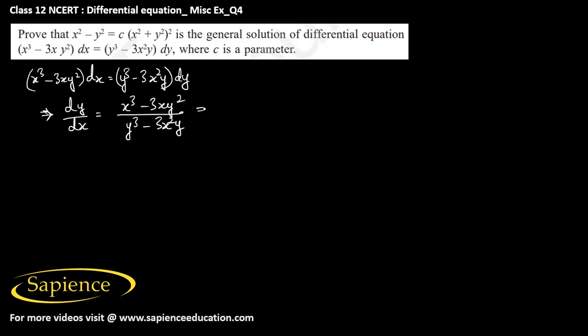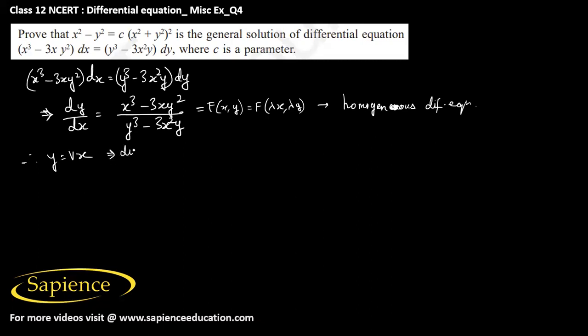So if I take this as f(x, y), then obviously we can say that it will be equal to f(λx, λy). So this is a homogeneous differential equation. Therefore, we can put y equals vx. Then we have dy/dx equal to v plus x dv/dx.